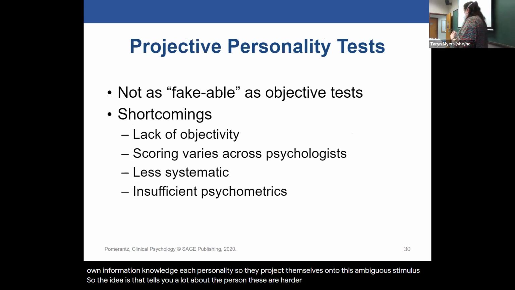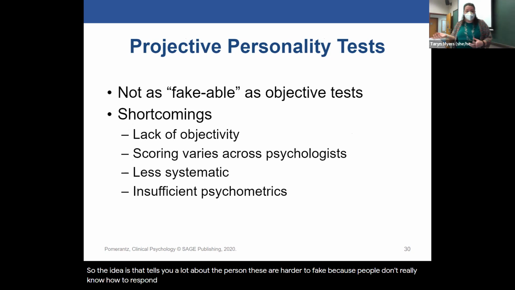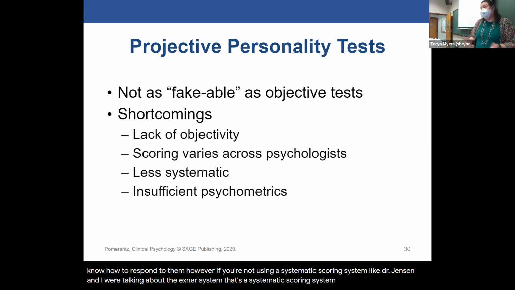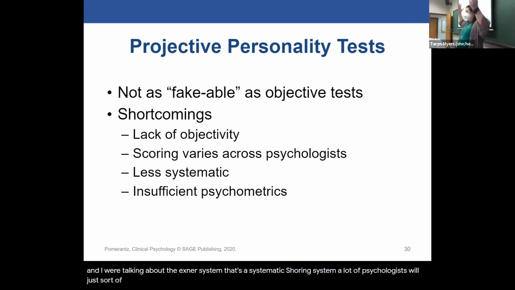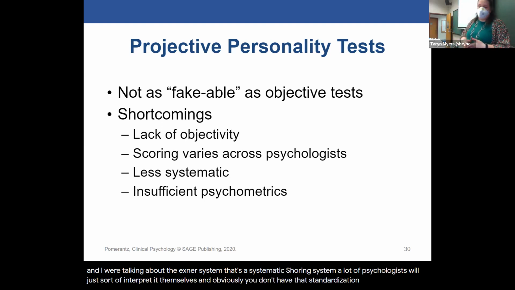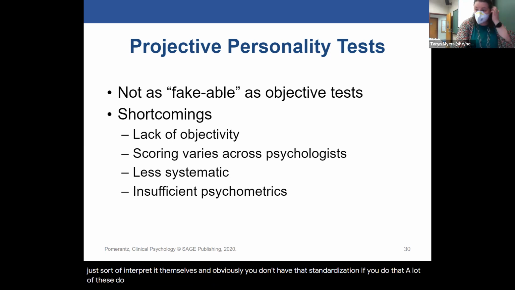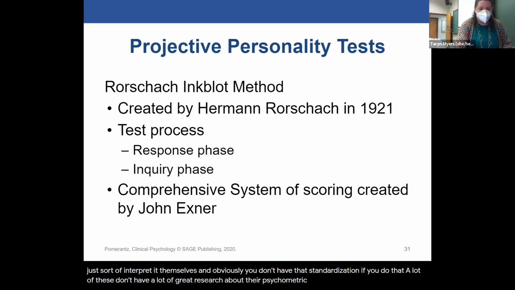These are harder to fake because people don't really know how to respond to them. However, if you're not using a systematic scoring system, like Dr. Jensen and I were talking about, the Exner system, that's a systematic scoring system, a lot of psychologists will just sort of interpret it themselves. Obviously, you don't have that standardization if you do that. And a lot of these don't have a lot of great research about their psychometrics.